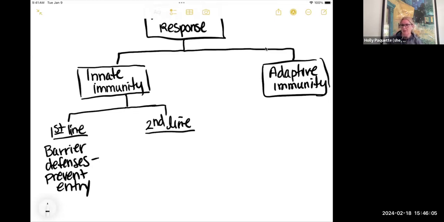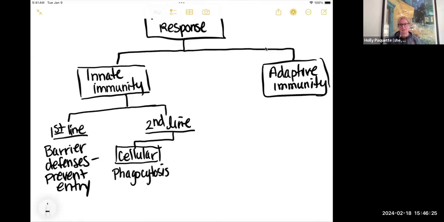And the second line actually gets divided into two parts. We have the first part, which we will call cellular, meaning that there's cells that play a big role in this. And the big thing that we see here is phagocytosis, which we'll get into. But this is basically that we have cells in our body that act as scouts, that are throughout our body looking for anything that might be foreign, that they can then attack and basically chew up and destroy. That's the cellular portion.